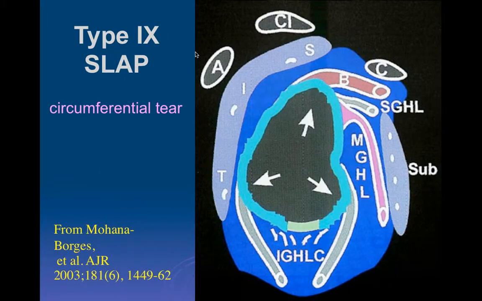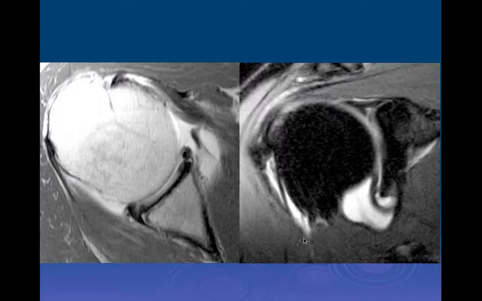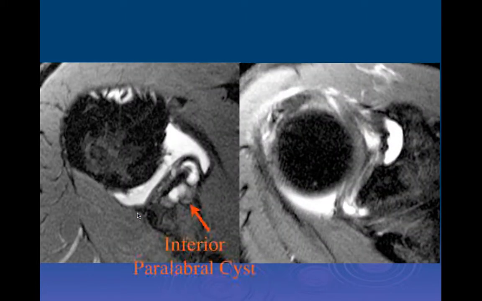Type 9 SLAP tear was described by an orthopedic surgeon who I worked with when I lived in Santa Barbara. It's really essentially a circumferential tear. Sometimes it'll spare a little bit of the inferior labrum, but when you see these, you can see that the entire labrum, superior, inferior, anterior and posterior, is torn, so it's really a circumferential tear. And then here's one with an inferior paralabral cyst.